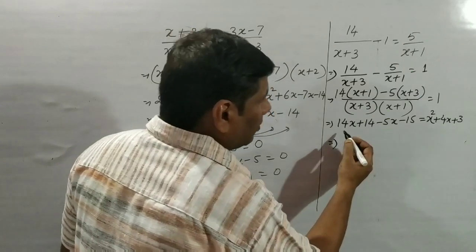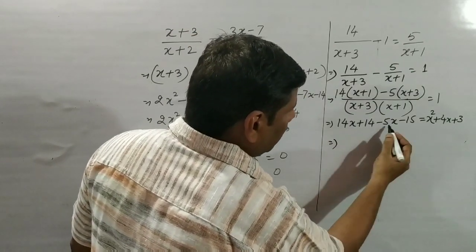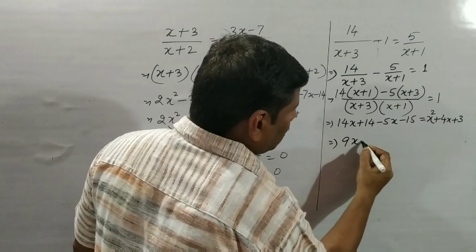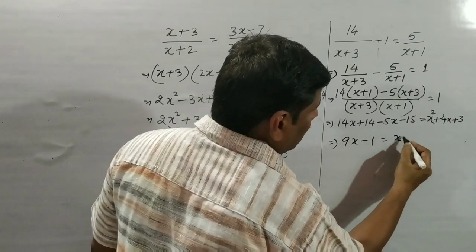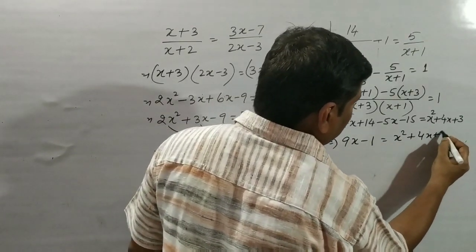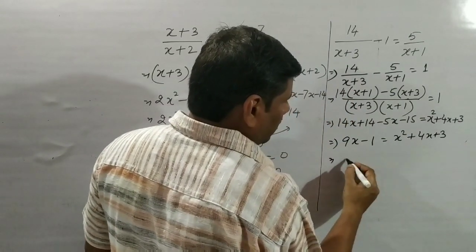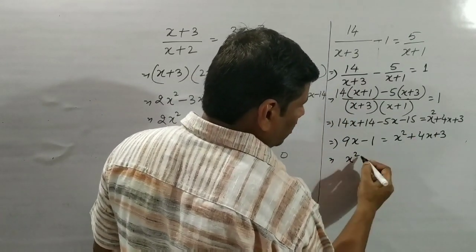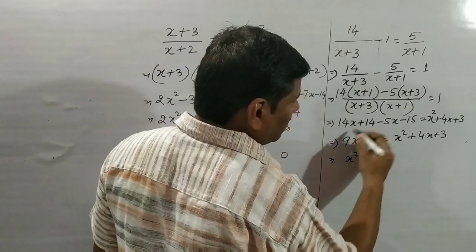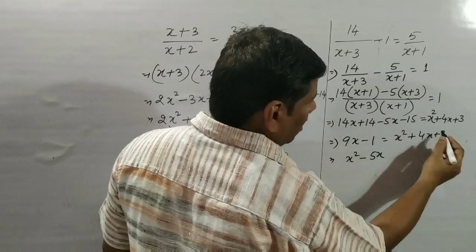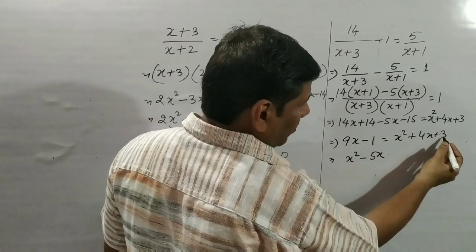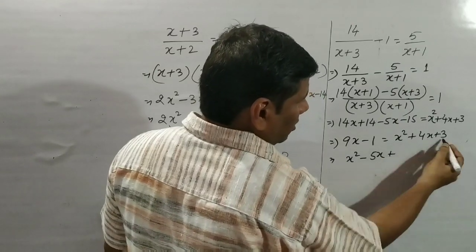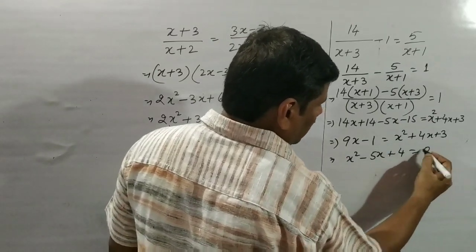It will become 14 minus 5, that is 9x, minus 1 is equal to x square plus 4x plus 3. So x square, this will move to that side, it will become 4x minus 9, that is 5x, and minus 1 will become plus 1, then 3 plus 1 equals 4, this equals 0.